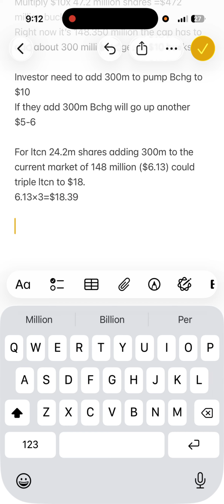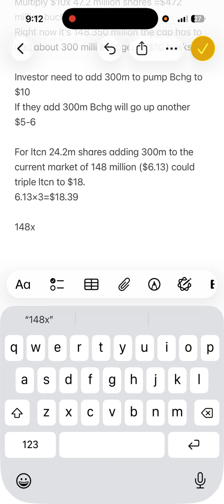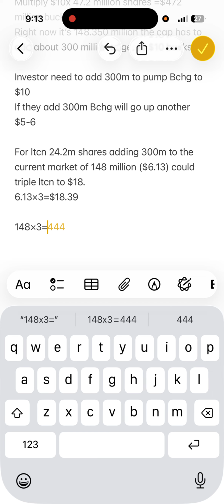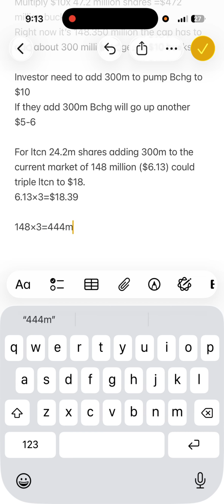So basically 148 million times 3 equals how much? About $444 million, right? So you add 300 to 148, that's like $448 million. So it's approximately the same. That's why I can use the formula of multiplying 6.13 times 3 to get the price.